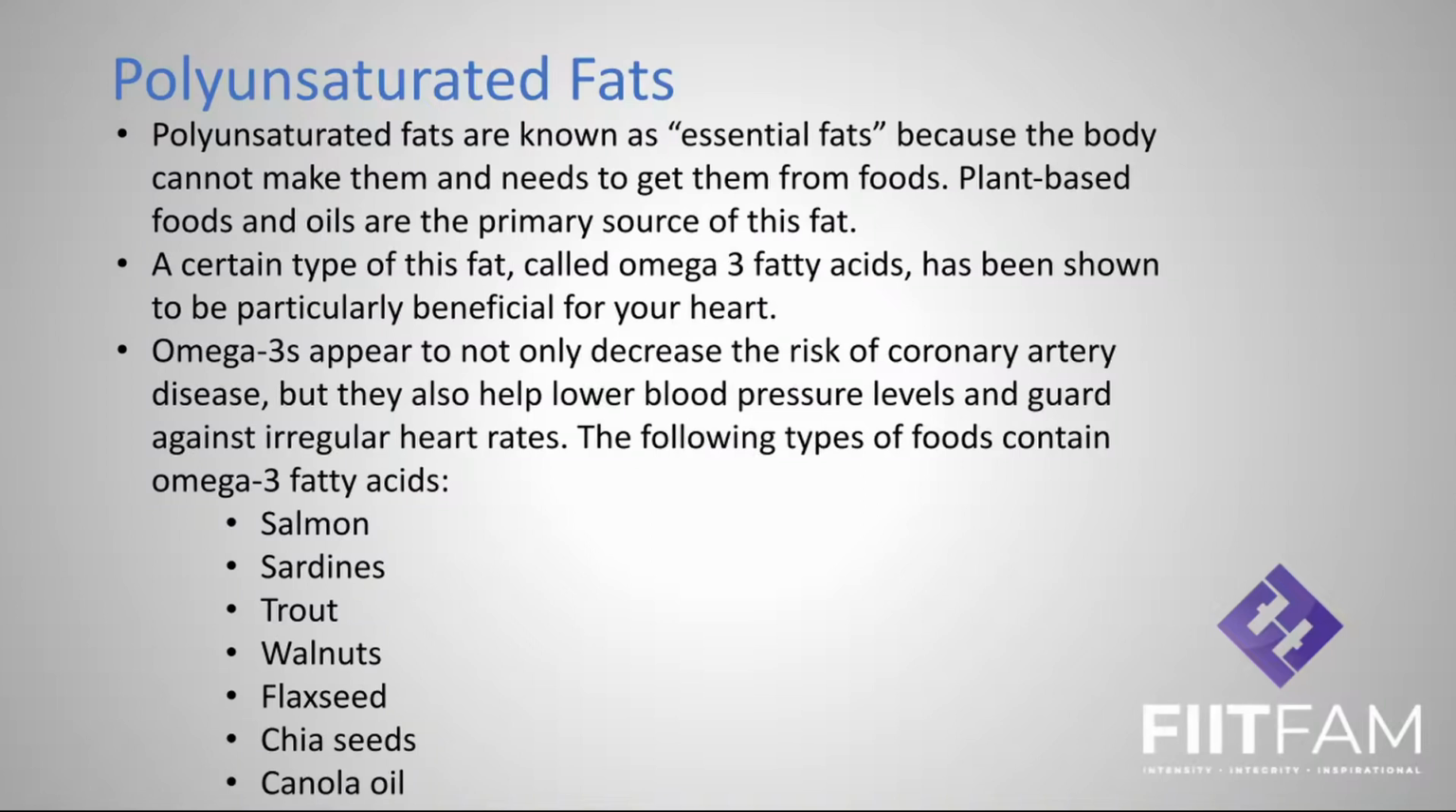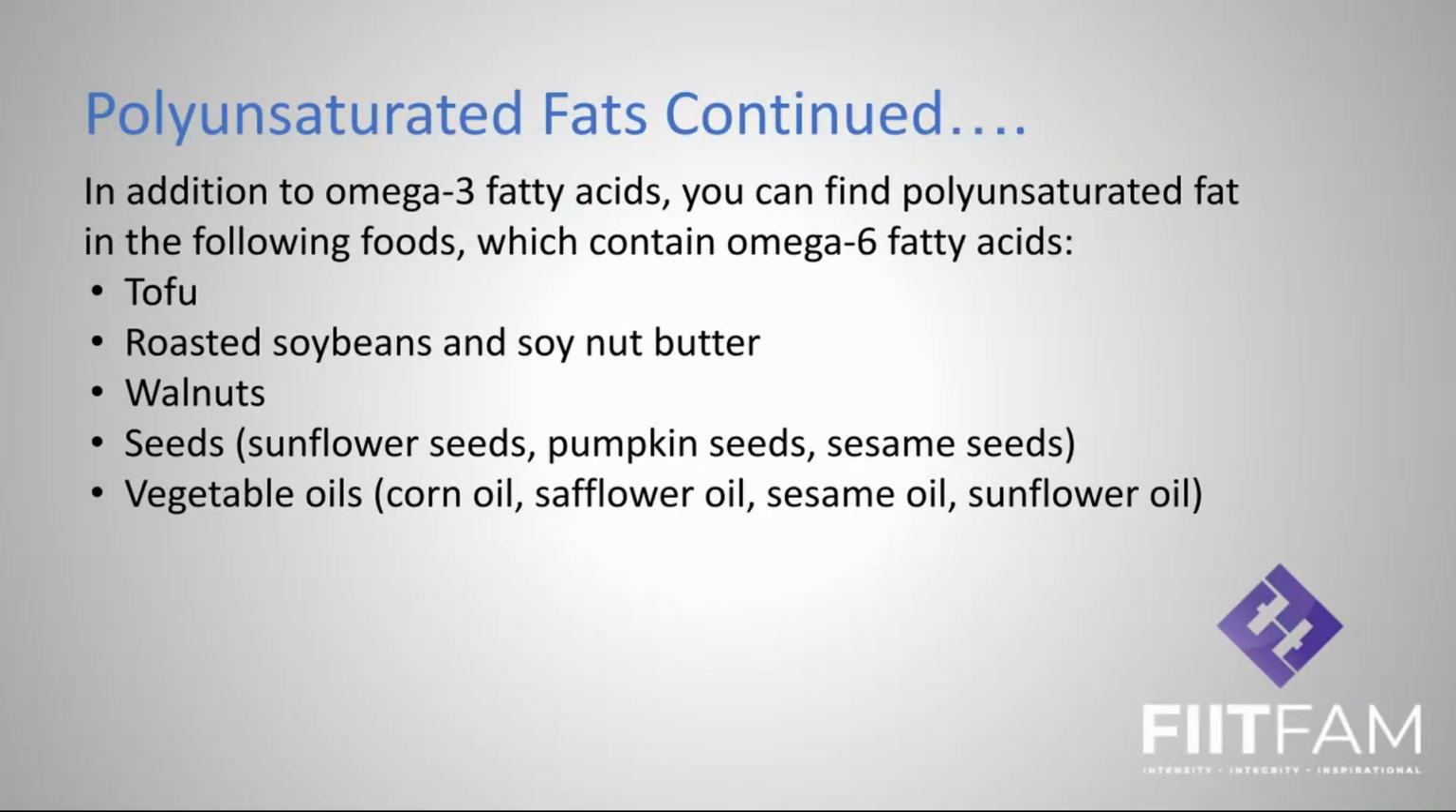The following types of foods contain omega-3 fatty acids: salmon, sardine, trout, walnut, flaxseed, chia seeds, canola oil. In addition to omega-3 fatty acids, you can find polyunsaturated fat in the following foods, which also contain omega-6 fatty acids: tofu, roasted soybeans and soy nut butter, walnuts, seeds such as sunflower seeds, pumpkin seeds, sesame seeds, and vegetable oils such as corn oil, safflower oil, sesame oil, and sunflower oil.